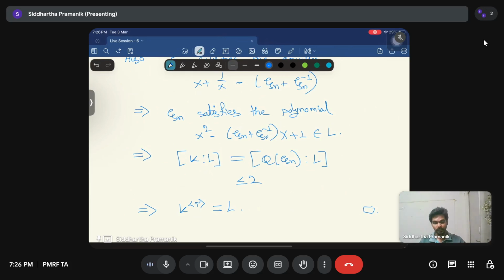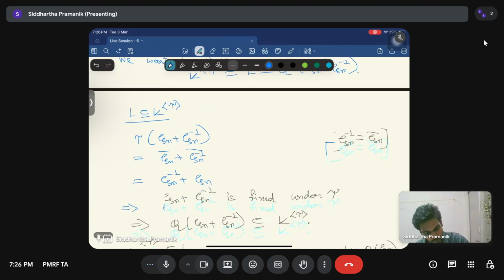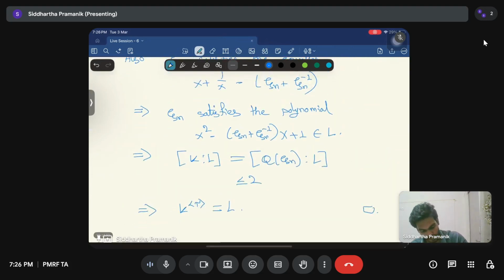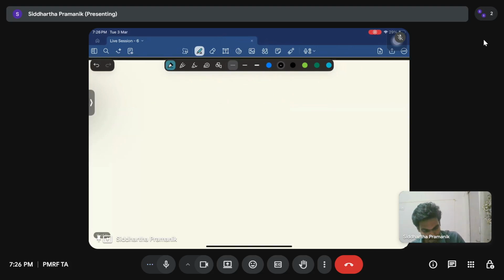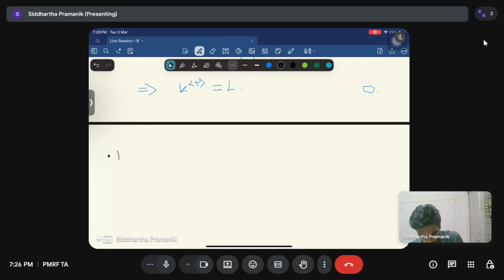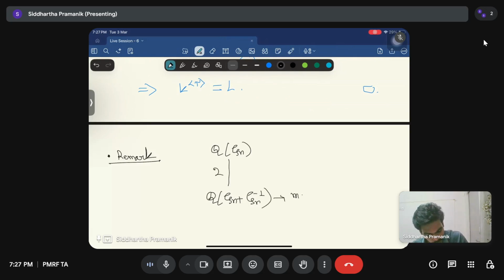And note that this extension of the maximal real subfield is of degree 2. Okay, so I will put that as a remark. So this degree of Q adjoin zeta n over its maximal real subfield is 2. This one is the maximal real subfield.